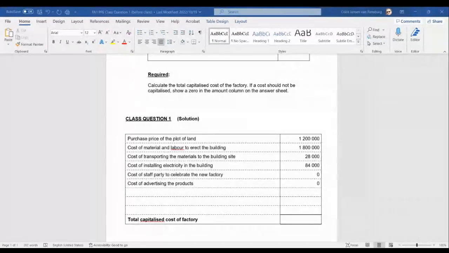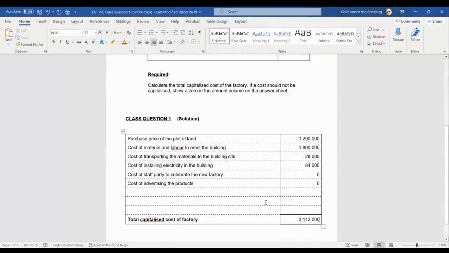So it's going to be the 1.2 million plus 1.8 million. That gives us 3 million, plus 84,000 plus 28,000. If I do that in my head, it looks like about 3,112,000. Is that right? Yes. Thank you for confirming, Shando. 3,112,000. So let us complete that. Right, so there we've got our answer. Now we've got the capitalized cost of the factory.